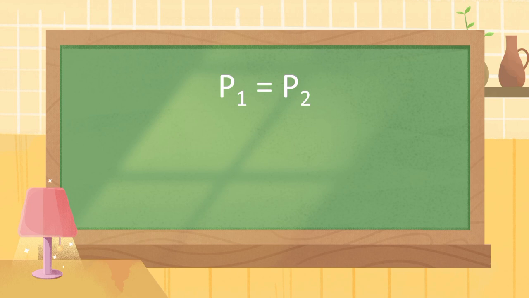Therefore, we can express the relationship between the forces and areas of the two pistons using the equation F1 over A1 equals F2 over A2, where F1 is the force applied to the smaller piston with area A1 and F2 is the force exerted on the larger piston with area A2. Since the pressure is the same throughout the system, the ratio of force to area remains constant for both pistons.